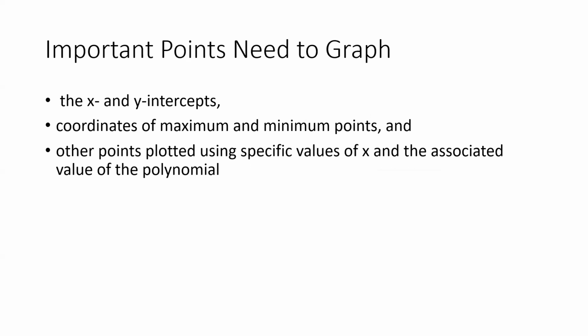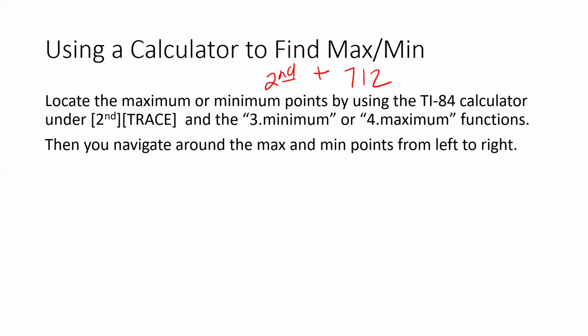Important points we need to graph. These are the important things you need to have for all graphs. Your x and y intercepts: where do I cross the x-axis, where do I cross the y-axis. Your coordinates of your maximum and minimum points, so the coordinates of my highs and my lows. Other points are plotted specifically, but you don't have to. They're just to help you identify where you're going. As long as you have the top two, your x and y intercepts, and your maximum and minimum, you can sketch out a graph of a polynomial function. The polynomial functions are what we just looked at in 3C.2, where we were determining their behaviors, all the ups and downs and the curves.